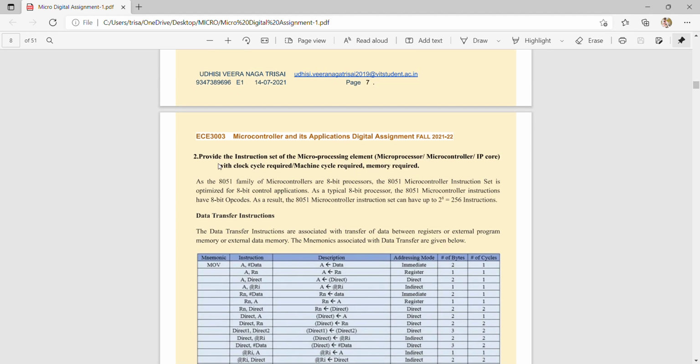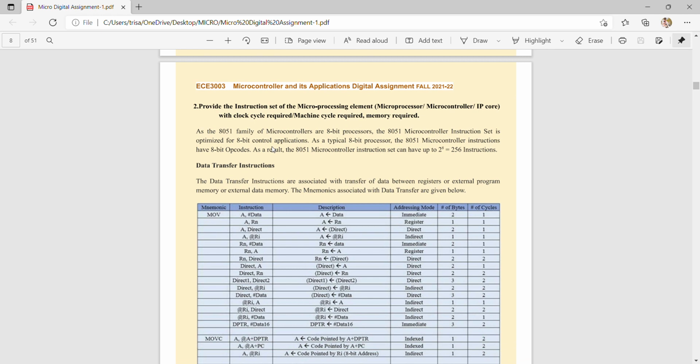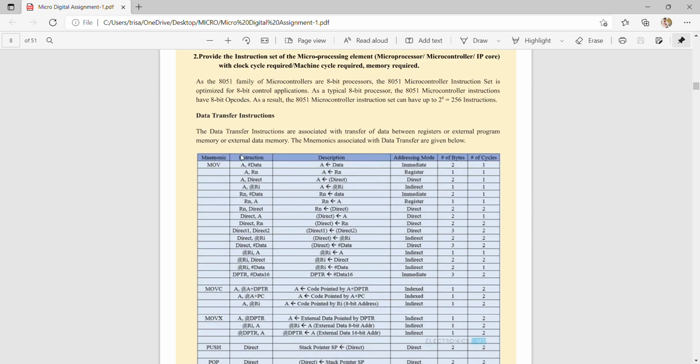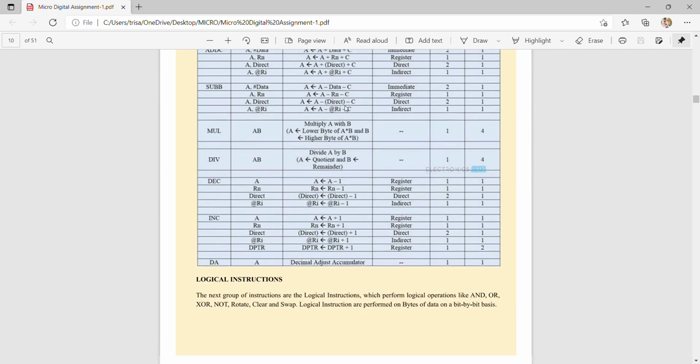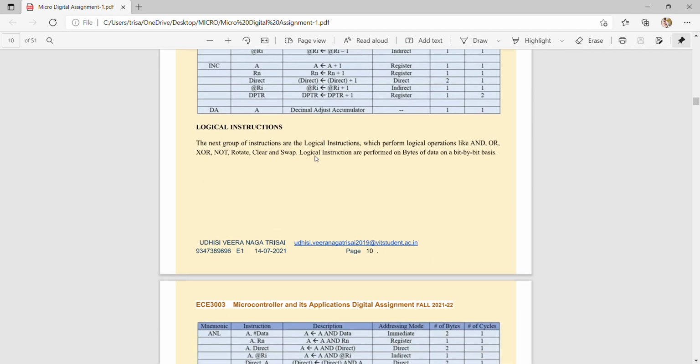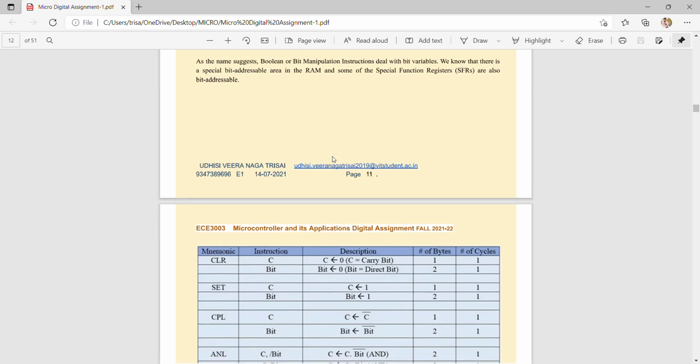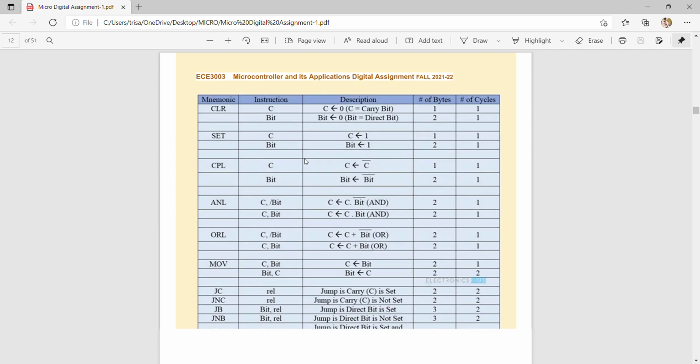And the second one is the instruction set of the microprocessor or microcontroller core, with the clock required, machine cycle required, and memory required. The 8051 family of microcontroller is an 8 bit processor, and the 8051 instruction set is optimized for 8 bit control applications, and you can see it comes up to 82 instructions. And this is the data transfer instruction, with direct and indirect addressing modes. And for logical instructions we also have one table, you can observe that. The next group is the logical instructions, which perform logical AND, OR, XOR, clear and swap operations, and this is the Boolean multiplication table.